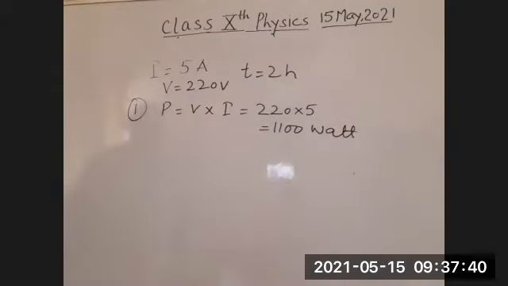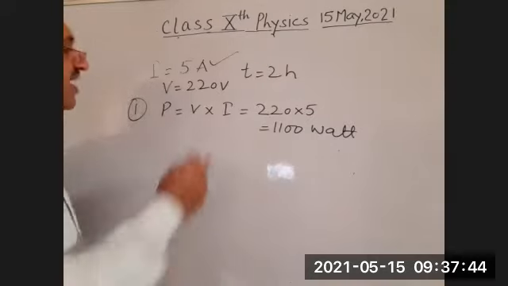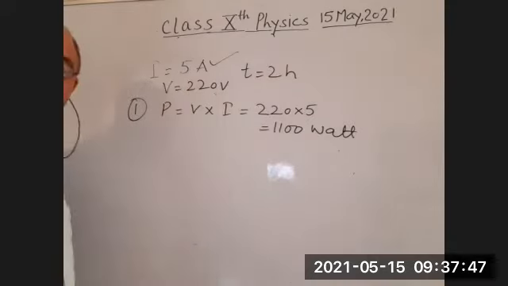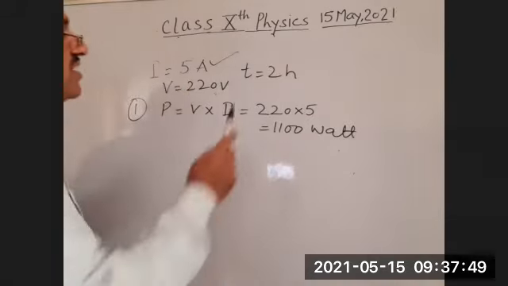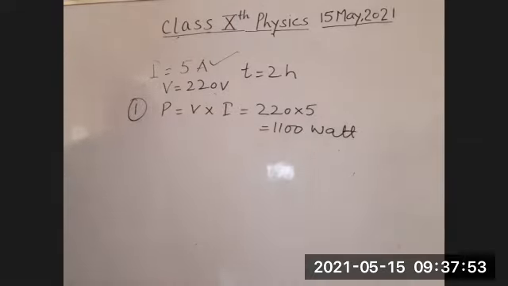The power is equal to V × I. I is given as 5 ampere and the potential difference is given as 220 volt, and by multiplying we have calculated the power. Now it has come to 1100 watt.